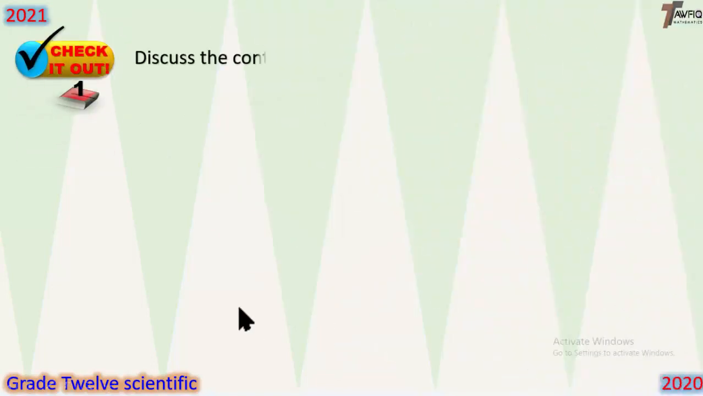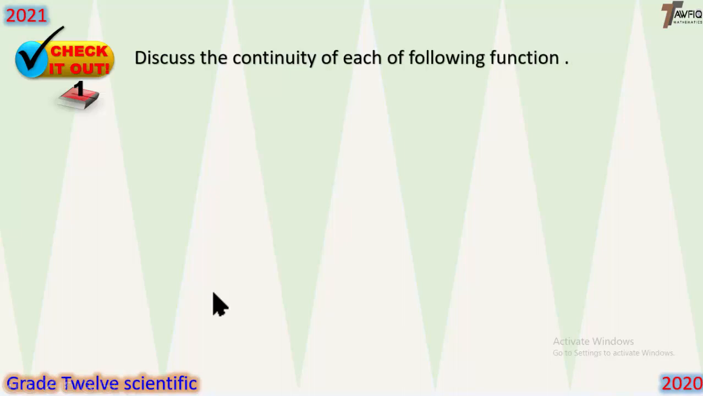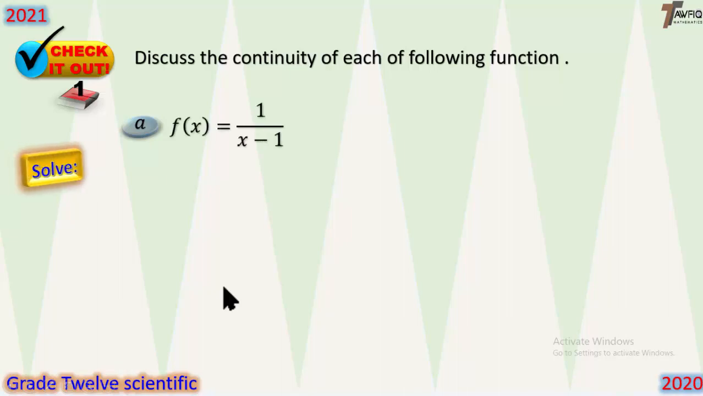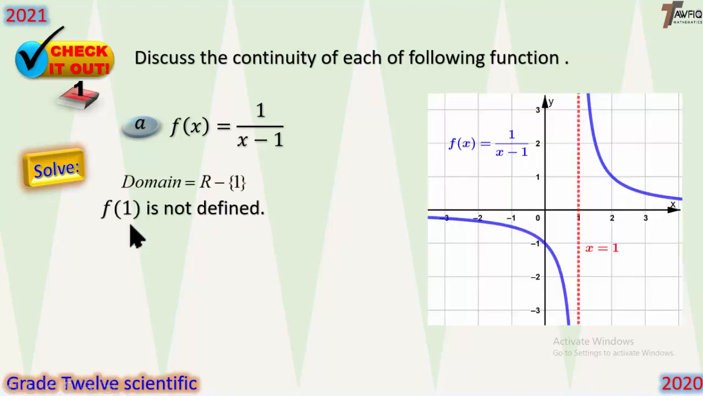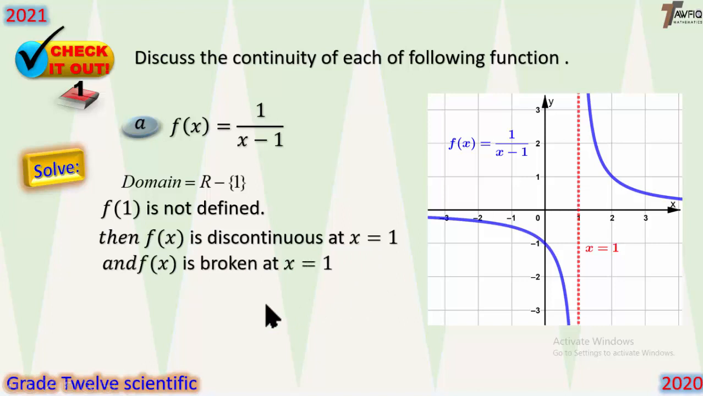Check it out. Discuss continuity of each of the following functions. A, f(x) equals 1 over (x minus 1). As we know, the domain of this function is all real numbers except 1, therefore f(1) is not defined, then the function f(x) is discontinuous at x equal to 1, and it is broken at x equal to 1.